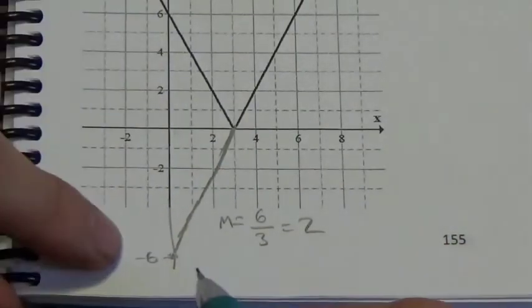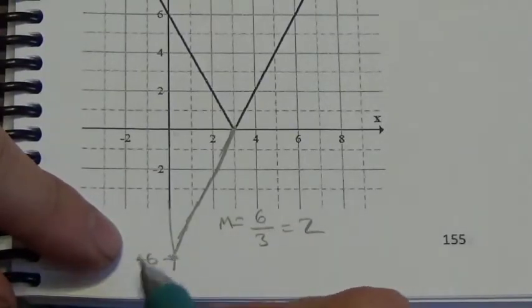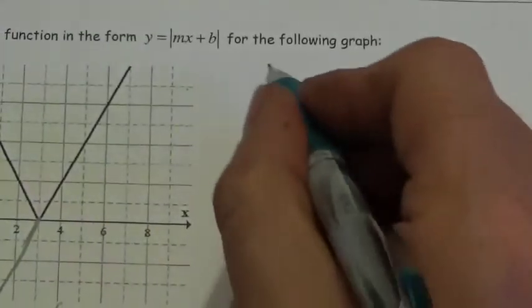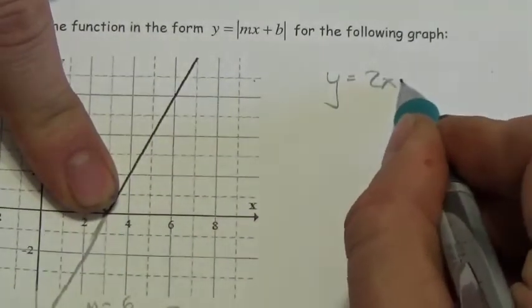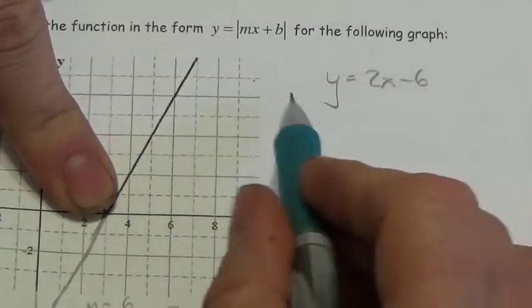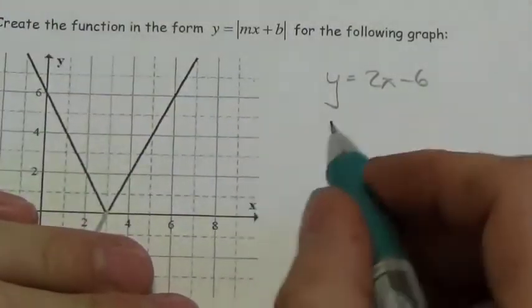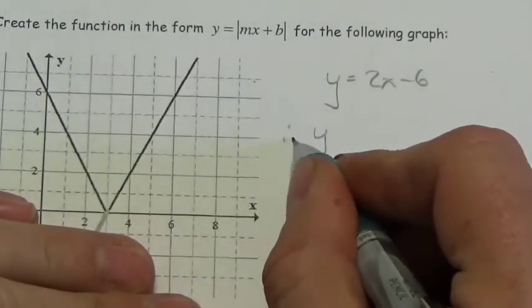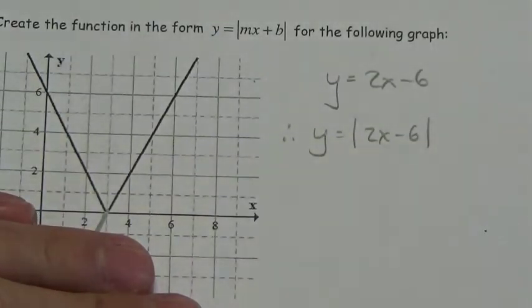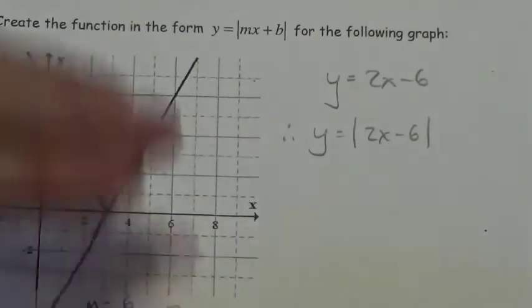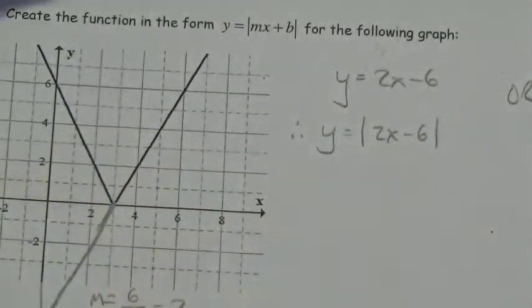Now look what I've got here. I've got a slope of 2, a y-intercept of -6. So the equation of this line right here is going to be 2x minus 6. That's this line. To go back to the original function, I am going to, therefore, put the absolute value around that. Done.